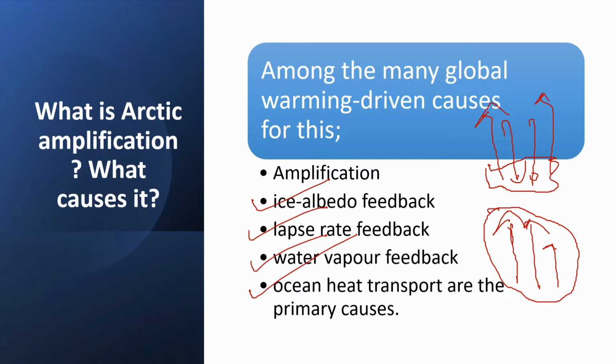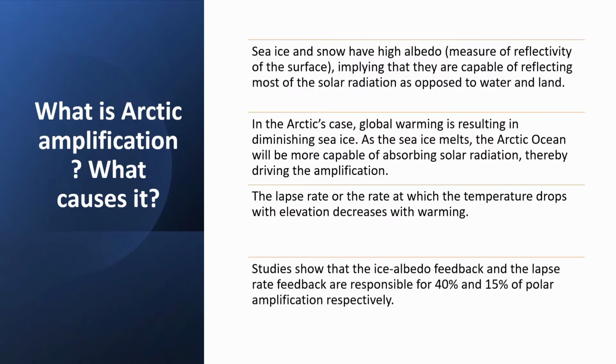Then comes water vapor feedback. This is about the amount of water vapor in the atmosphere and how much heat is absorbed by this water vapor. Then ocean heat transport. We know that in the ocean there is a phenomenon known as ocean currents. It is considered the conveyor belt. So it transports heat and other things throughout the globe, so it also has an impact on Arctic amplification. Let's look into the major reasons and analysis of this.